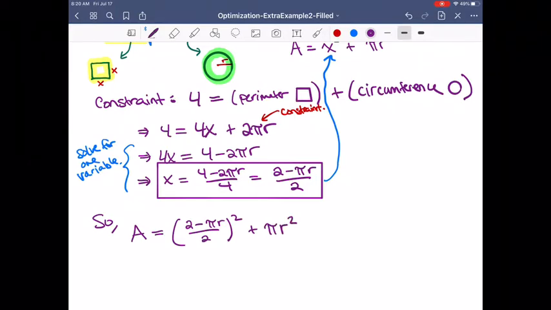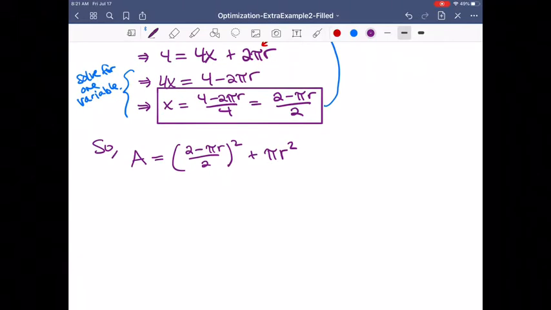Okay, so now I have the area in terms of only r. Now we can take the derivative. You could simplify this if you want to, and then take the derivative. I'm going to simplify it a little bit, but I'm not going to expand the square. I'm just going to use the chain rule to take the derivative. If you want to expand the square, that's perfectly fine.